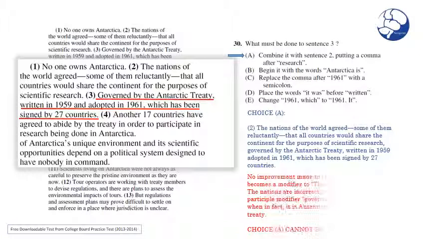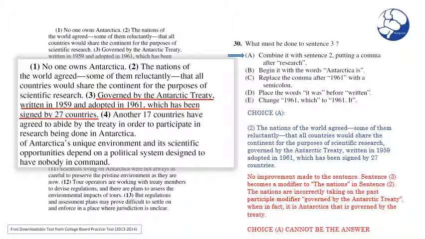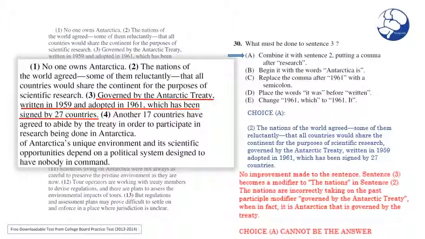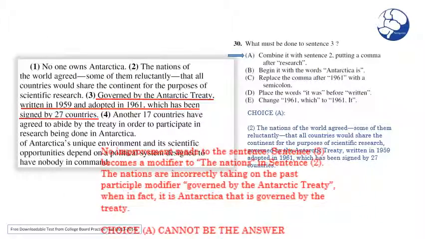Here, there are no improvements to the sentence. Sentence 3 becomes a modifier to the nations in sentence 2. The nations are incorrectly taking on the past participle modifier governed by the Antarctic Treaty, when in fact it is Antarctica that is governed by the treaty, not the nations. So A cannot be our answer.